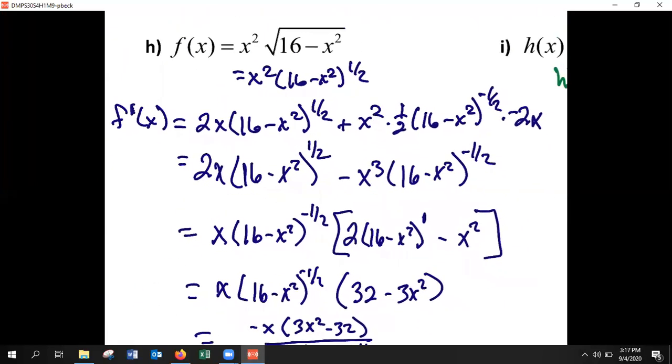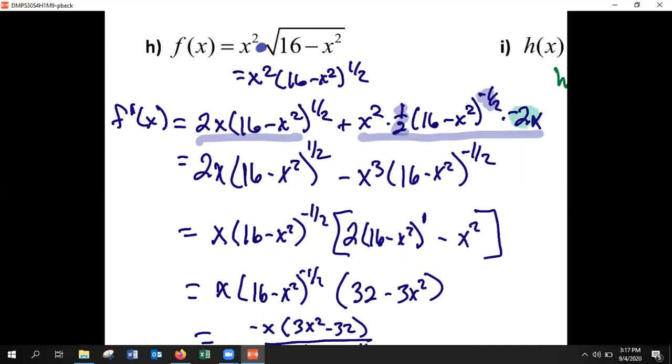H, once again, the predominant function that's occurring here is the multiplication that's going on. So product rule occurs, v du plus u dv. And don't forget, when you're taking the derivative of v, that we have, in this case, it's 1/2 what's inside to the -1/2, and then the derivative of the inside is that -2x.